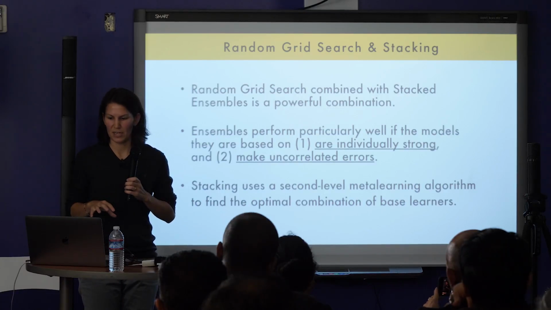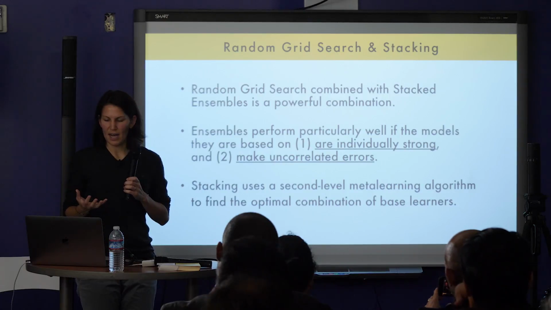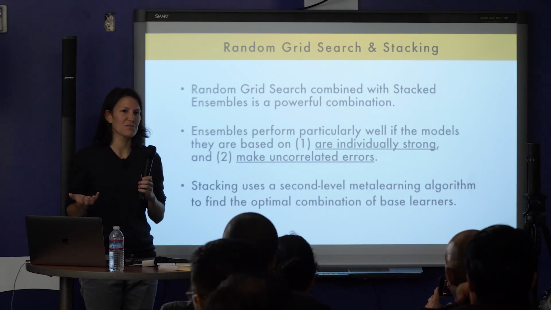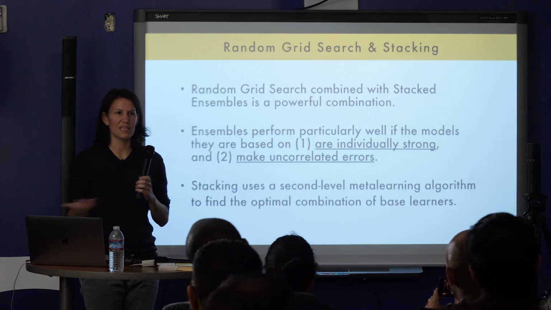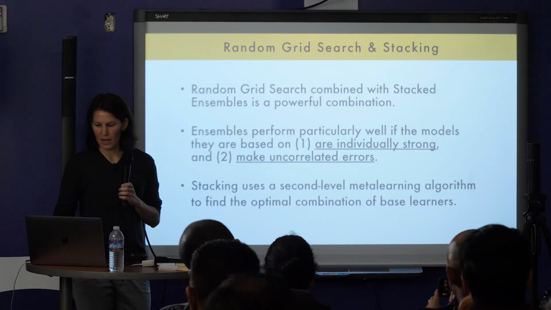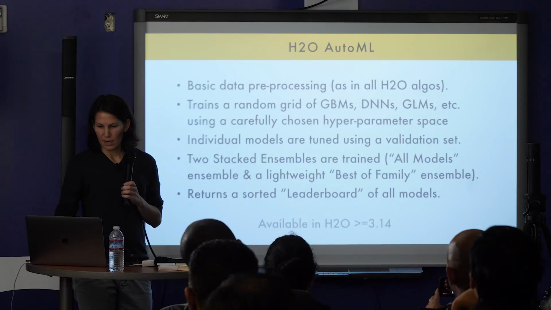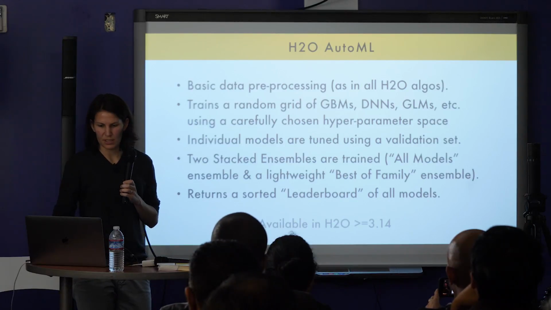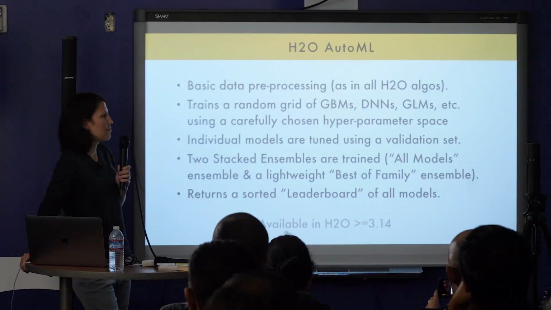So one way to get models that are diverse is to just randomly generate them. That's what random grid search does. So these 2 things work really well together. And this is what our AutoML is based on. So this is just an overview of what I just said, but more succinctly.